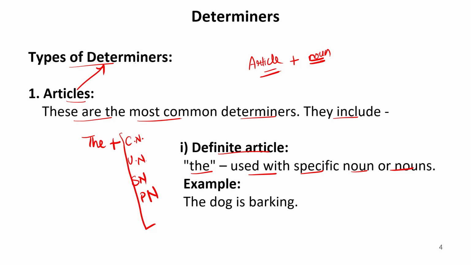But if I say a man is standing there, it means that it can be any man. It is not specific at all. So before that, we cannot use the, but before any specific noun, we can use the. So the is a definite article which can be used before a countable noun, an uncountable noun, a singular noun, or before plural nouns as well. Now let us move to the next one. Now, for example, the dog is barking. It means I'm talking about a particular dog only, that particular dog is barking.